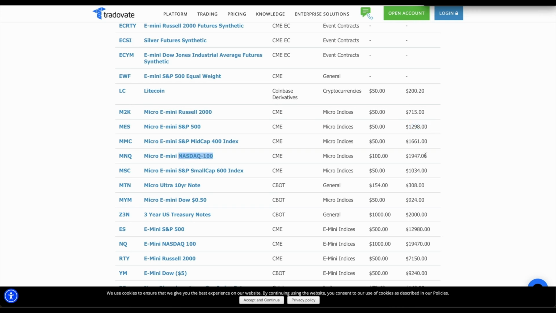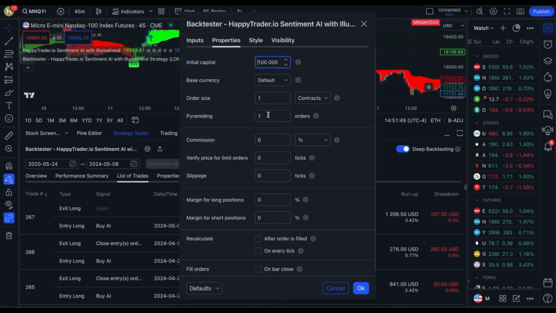So we're going to start out with a $2,000 account size in our backtest and see if we get margin called. And then we're going to see what kind of returns we generate using the backtest, using our strategy and our indicator, which you can grab and check out at happytrader.io. And without further ado, let's jump into the backtest.